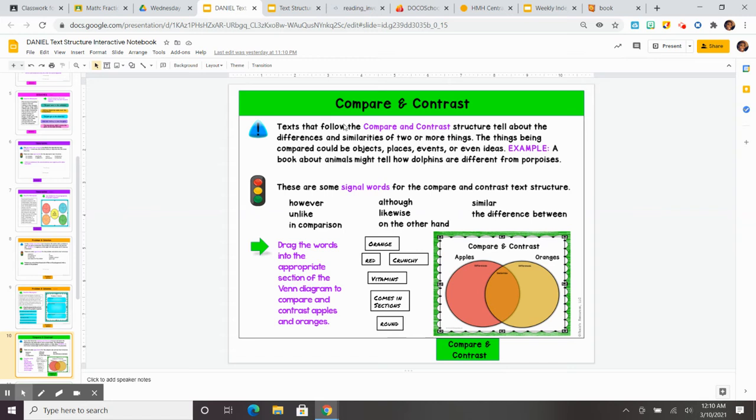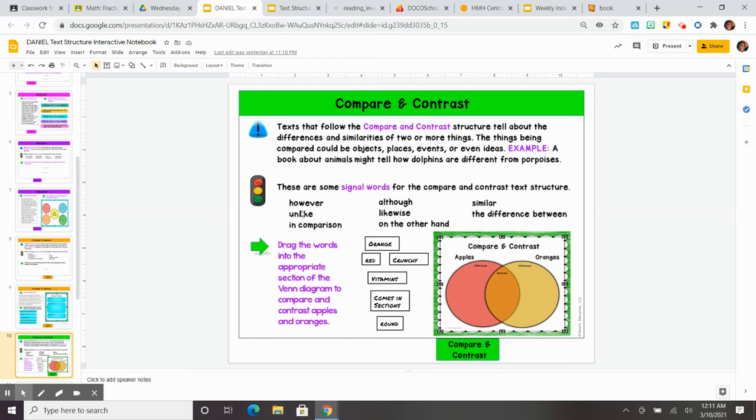Slide 10 is compare and contrast. Texts that follow the compare and contrast structure tell about the differences, how something is different, and similarities of two or more things. So you have compare and contrast. All right, the things being compared could be objects, places, events, or even ideas. For example, a book about animals might tell how dolphins are different from porpoises. All right, these are some signal words for the compare and contrast text structure.